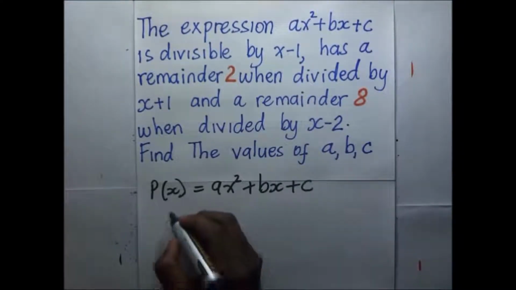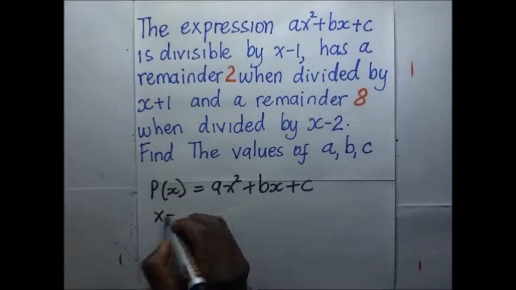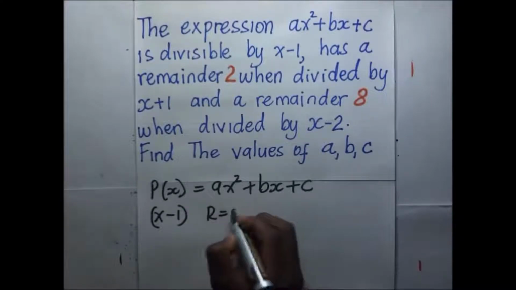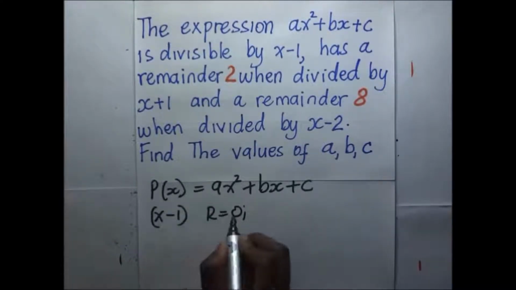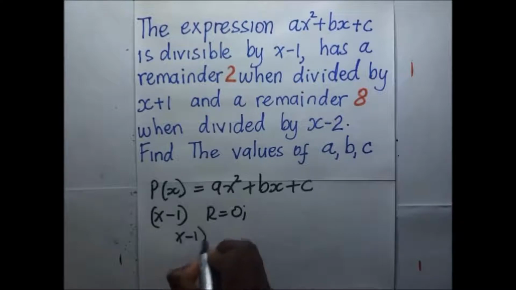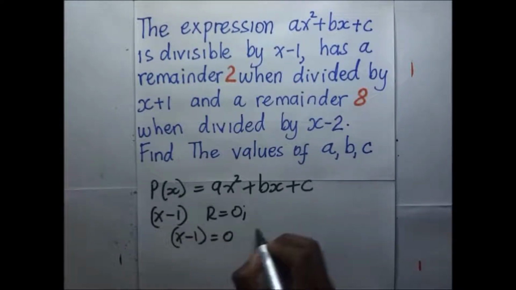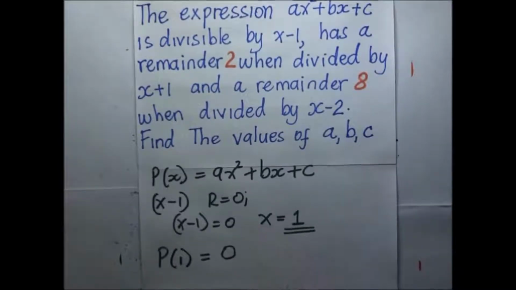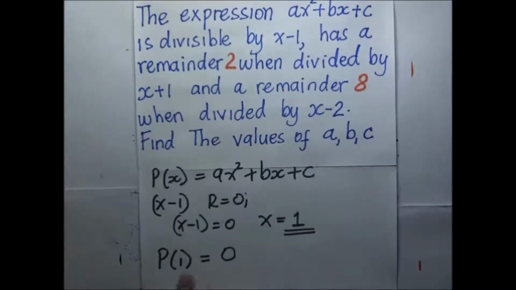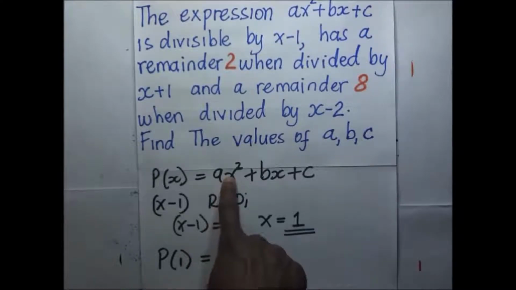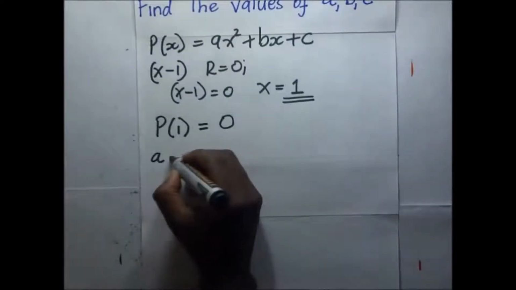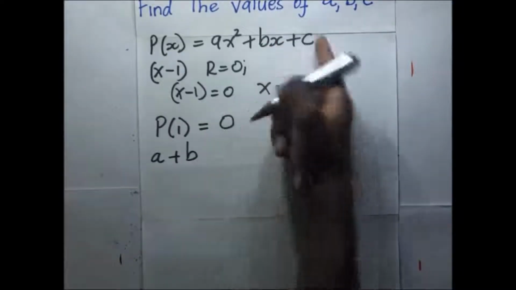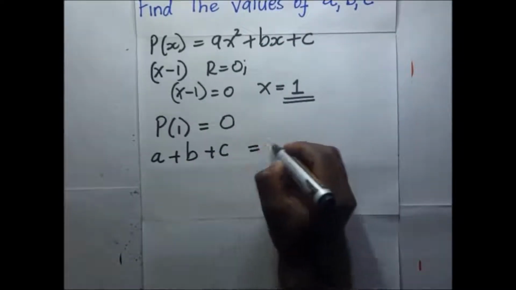I mean that if x minus 1 gives you a remainder of 0, it means that for the remainder to be 0, x minus 1 should be equal to 0. So x should be 1. P of 1 should be equal to 0. Meaning that when our value of x is 1, we put 1 here. It means that a plus b, b times 1 is b, plus c is equal to 0.